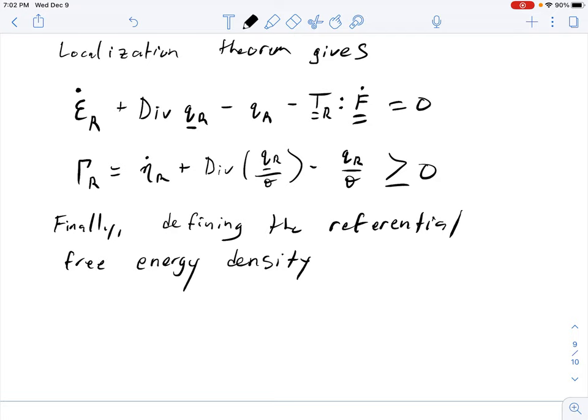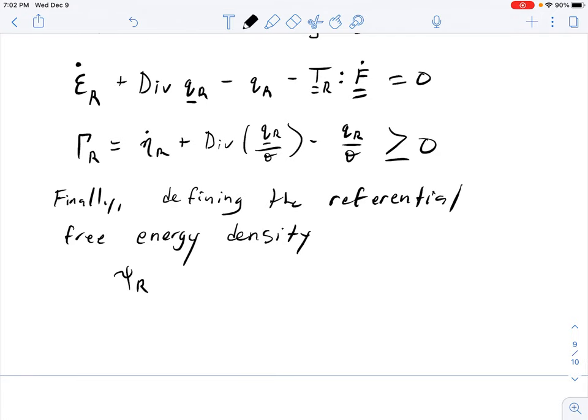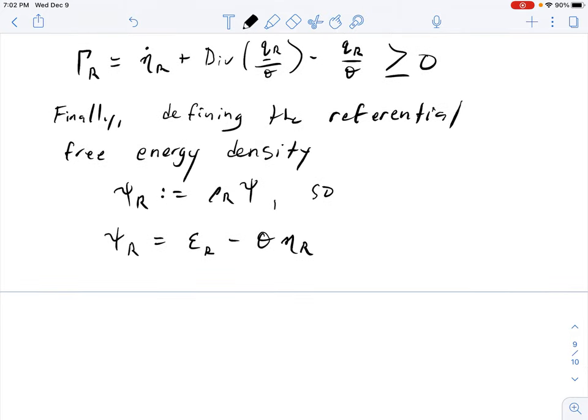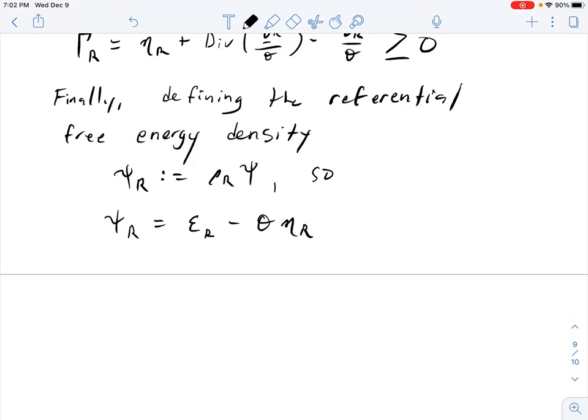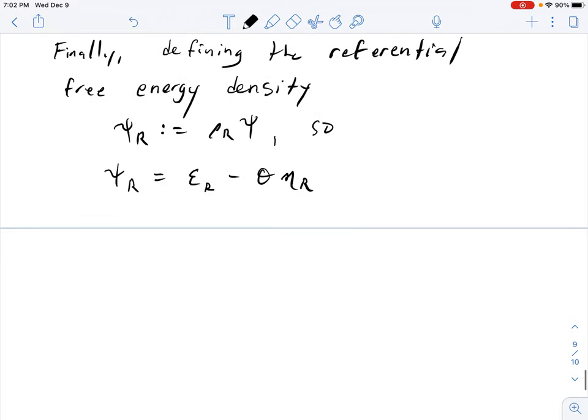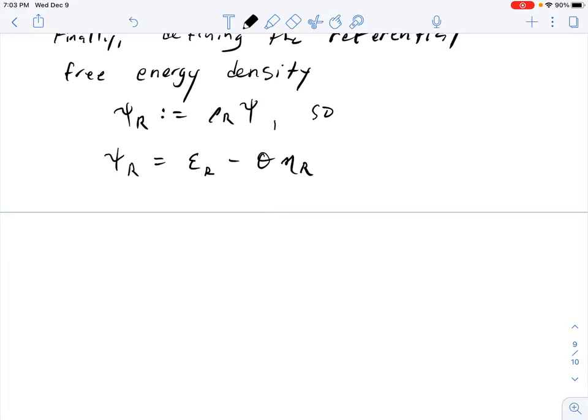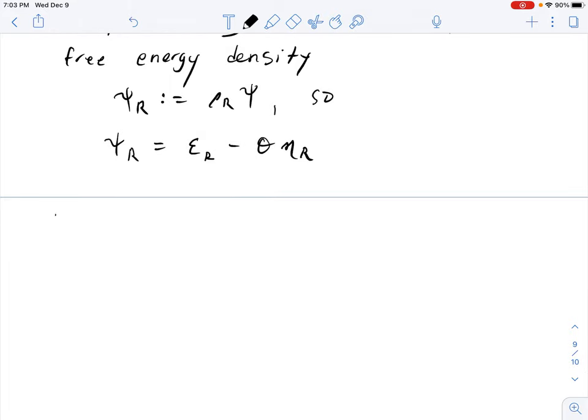So psi r is defined as rho r times psi. So psi r is equal to epsilon r minus absolute temperature times eta r. So the free energy density in the reference configuration looks like the specific free energy in the spatial configuration. All right, substituting that into the referential first and second laws is going to give us our free energy imbalance.